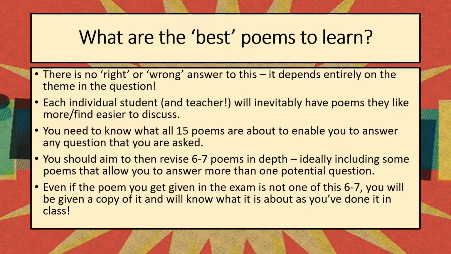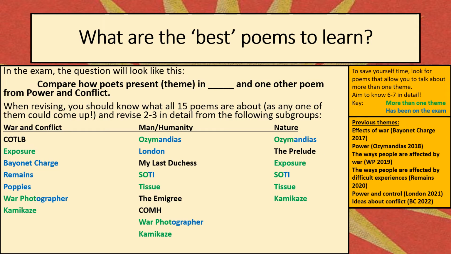So the golden rule, you need to know what all 15 are about, and then you're looking at 6 or 7 in depth. And the 6 or 7 in depth will come largely from you, and it's about making an informed decision. So we're just going to go through a few things here.